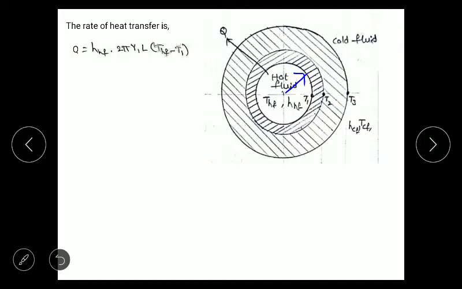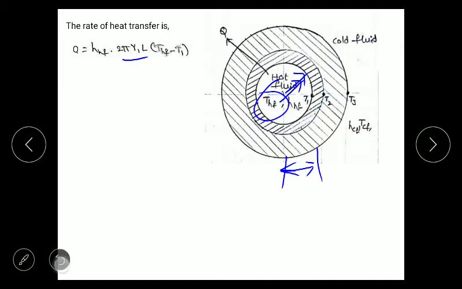h is HHF, the hot fluid heat transfer coefficient. A is the surface area on which the fluid is flowing, that is, the cylinder. Cylinder surface area is 2 pi r L. It is 2 pi R1 into L, as up to this distance the heat transfer takes place, which is the inner radius of the inner cylinder. So 2 pi R1 into L. And delta T is the temperature difference, THF minus T1. THF is greater than T1, so THF minus T1.